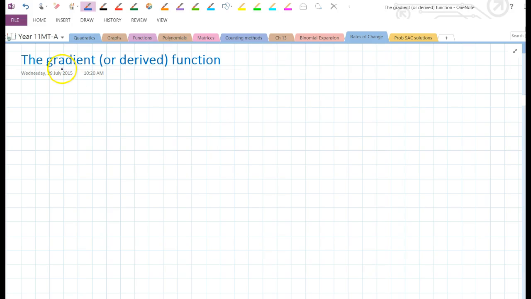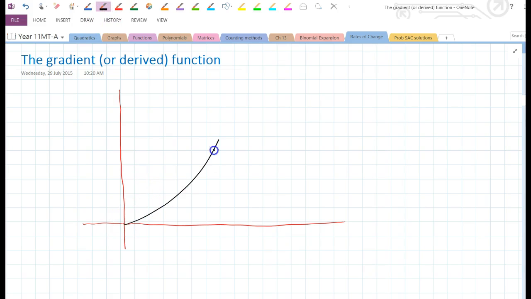The heading here is that we're now moving into finding the gradient function, or the derived function, the derivative. We'll build up to this. We're going to start with y equals x squared as our start function. Y equals x squared does something like that. So this is y equals x squared.